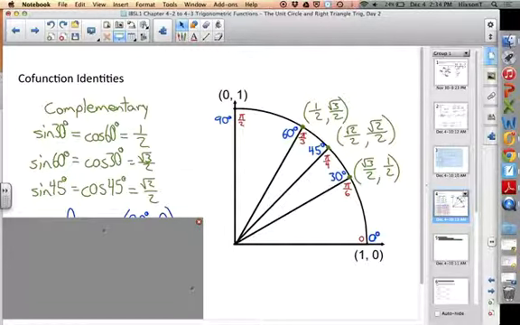You can see it with the sine and cosine of 45. That's why they're the same, because 45 and 45 is 90. Why sine 30 equals 1 over 2? That's what we developed yesterday. Opposite over hypotenuse was the y coordinate over 1, so it's just y.